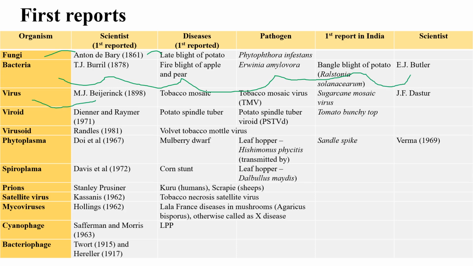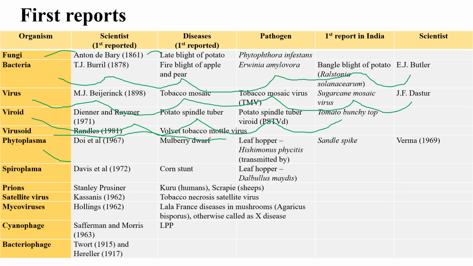The first virus reported is by M.J. Beijerinck: tobacco mosaic virus, which causes tobacco mosaic disease. In India, the first reported virus is sugarcane mosaic virus, reported by J.F. Dastur. He is the second president of the Indian Phytopathological Society and is also renowned for Phytophthora diseases in castor, seedling blight of castor, Phytophthora parasitica. Viroid: Diener and Raymer, potato spindle tuber viroid. In India, it is tomato bunchy top, belonging to the citrus exocortis group. Virusoid: Randles, velvet tobacco mottle virus.